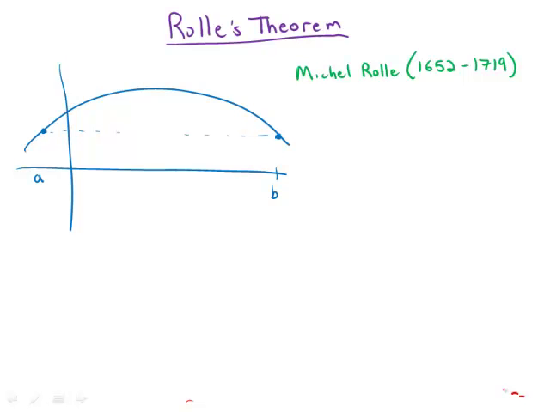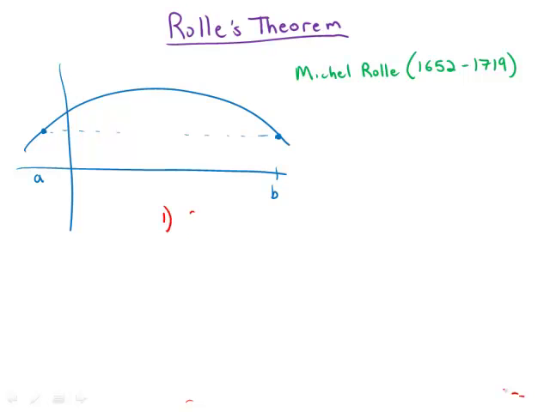So now I'm going to state an important theorem about the geometry of functions called Rolle's theorem. This is named after the French mathematician Michel Rolle. So suppose a function meets these three conditions.